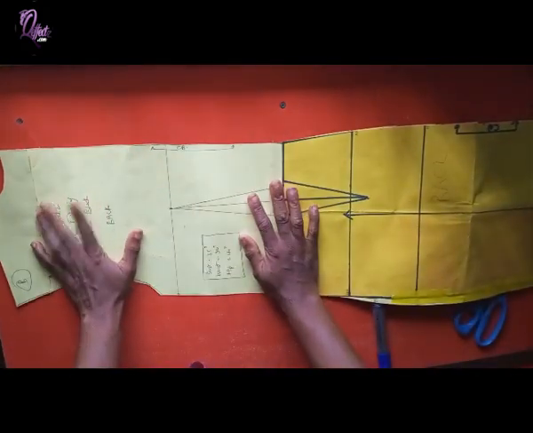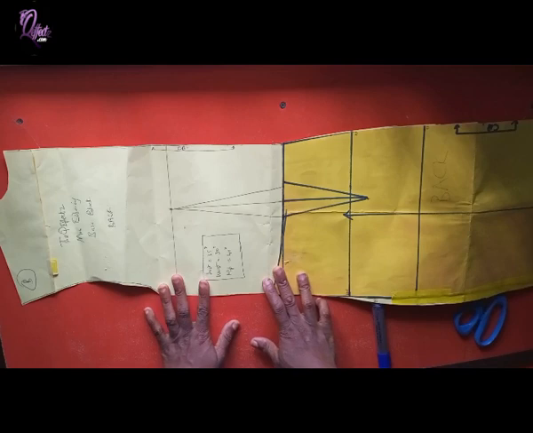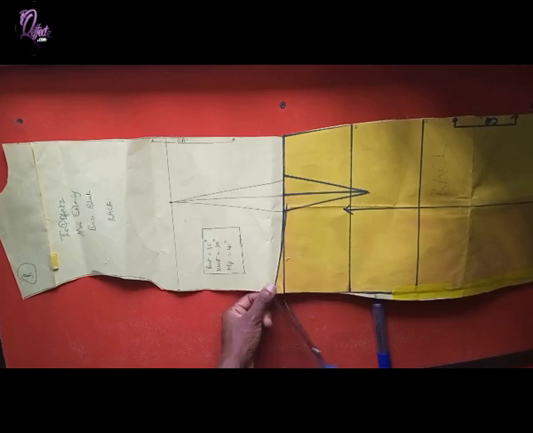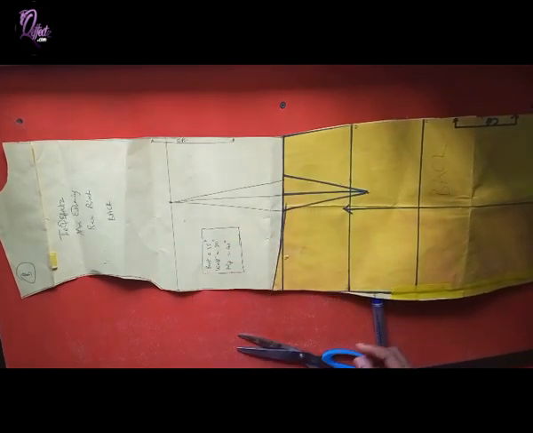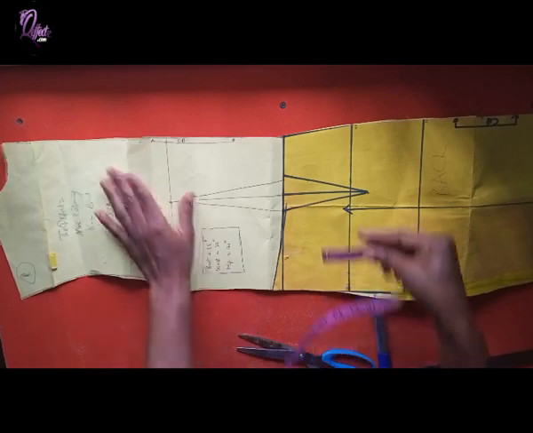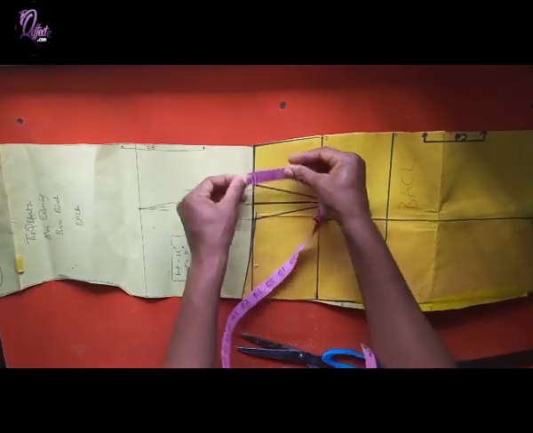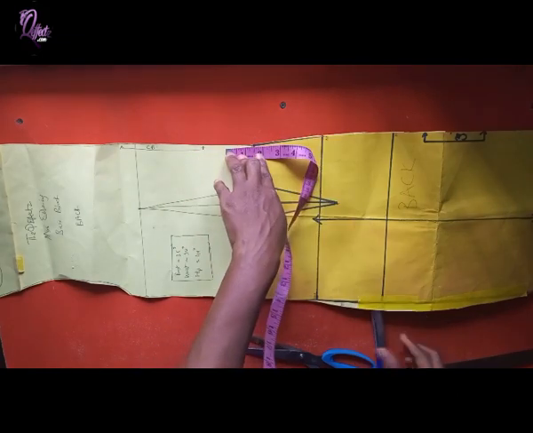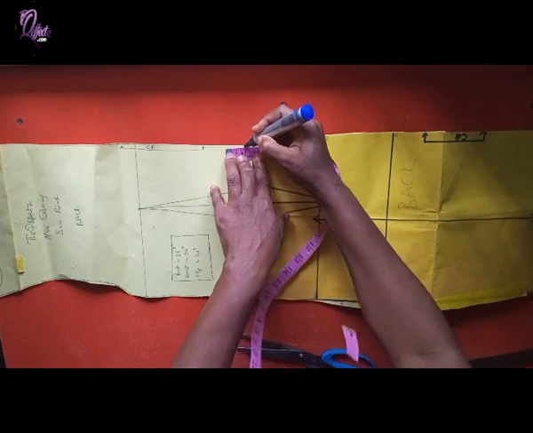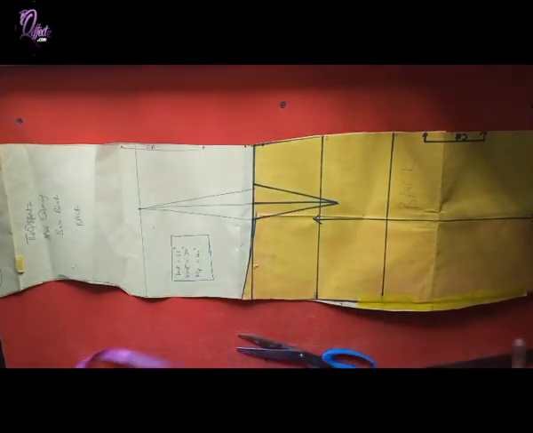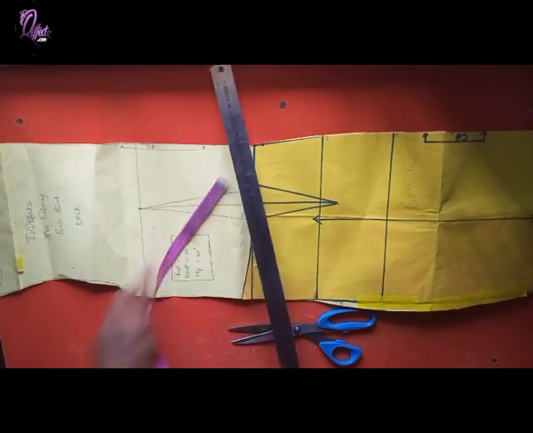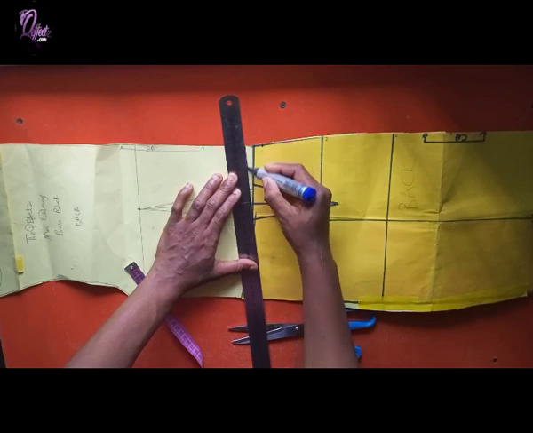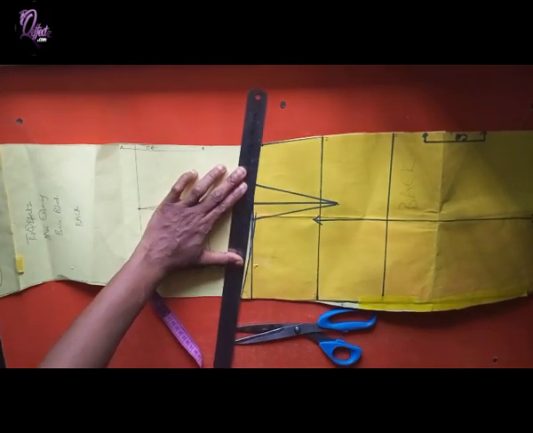I want to demarcate the bodice and the skirt just like I did with the front piece. But before I do that, I'm going to include a contour dart at the waistline. I'm going to measure 0.5 inches above the waistline at the center back line and 0.5 inches downwards. And then using my ruler, I'm just going to join the points back to the original waistline. This is what we call a contour dart.